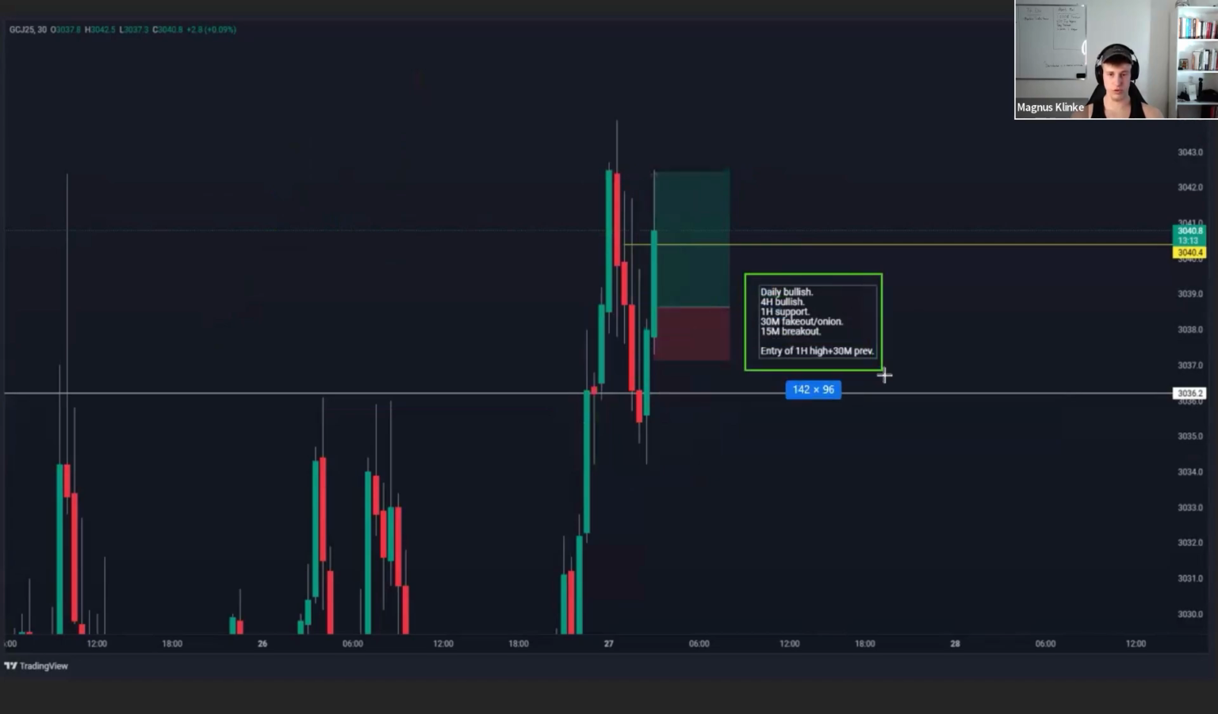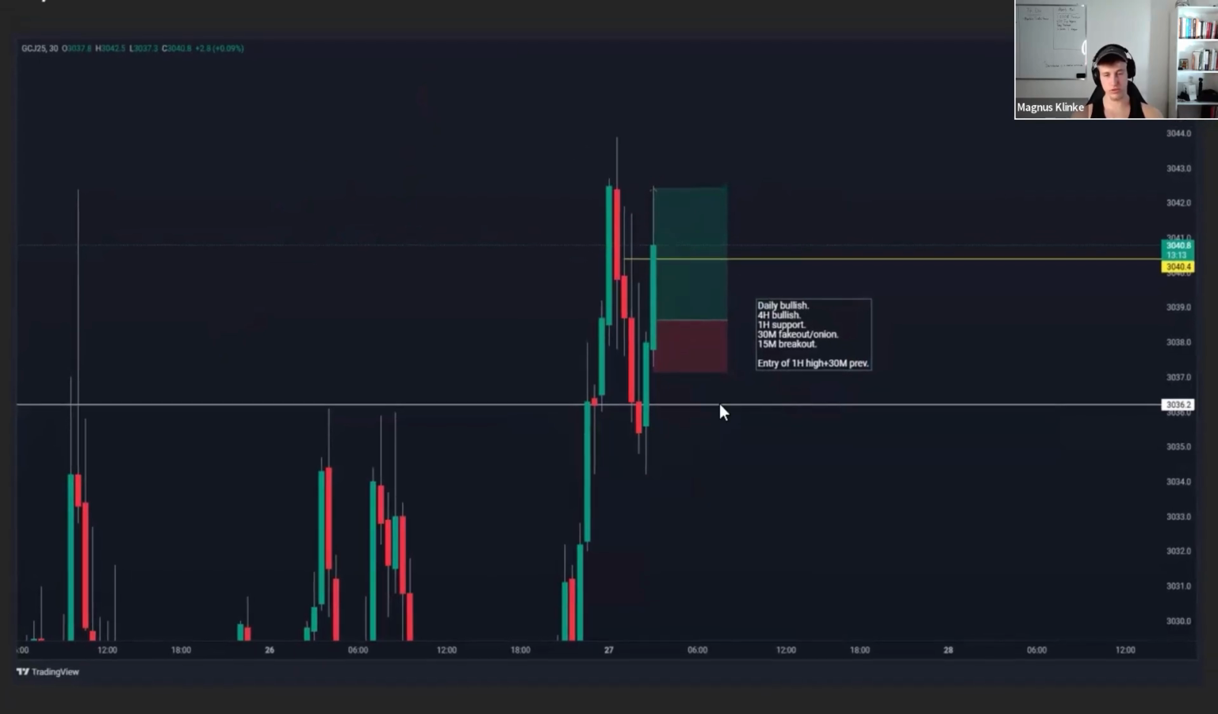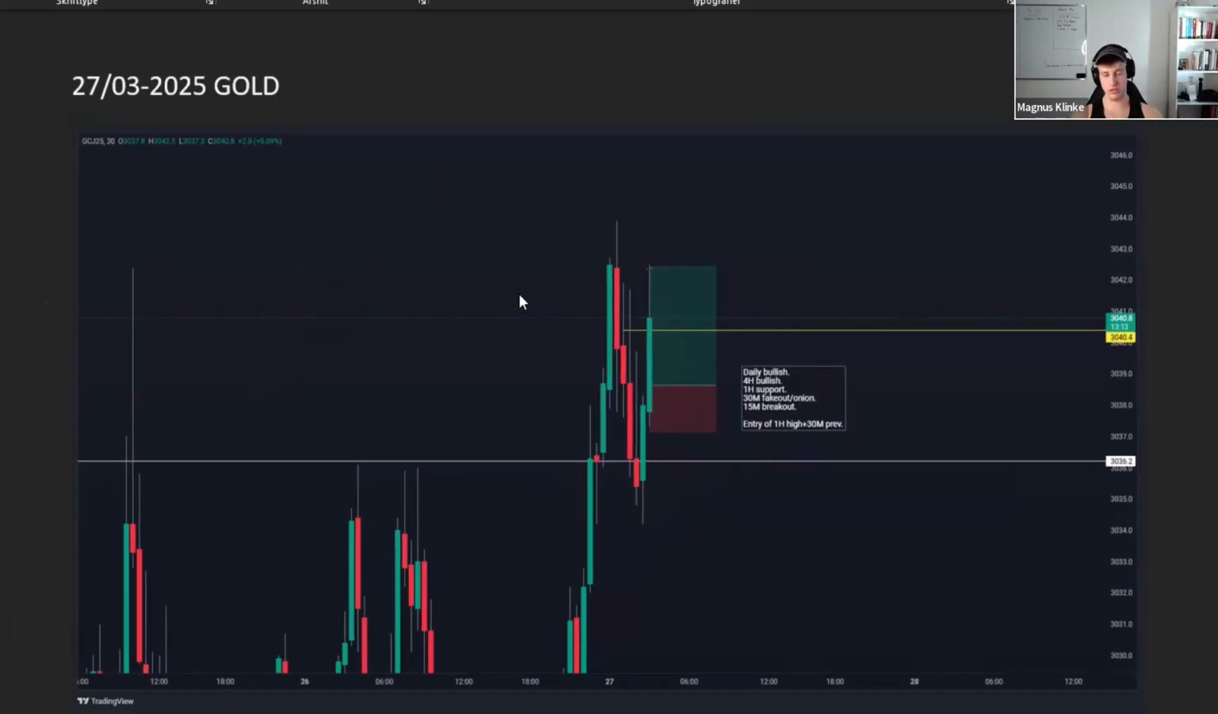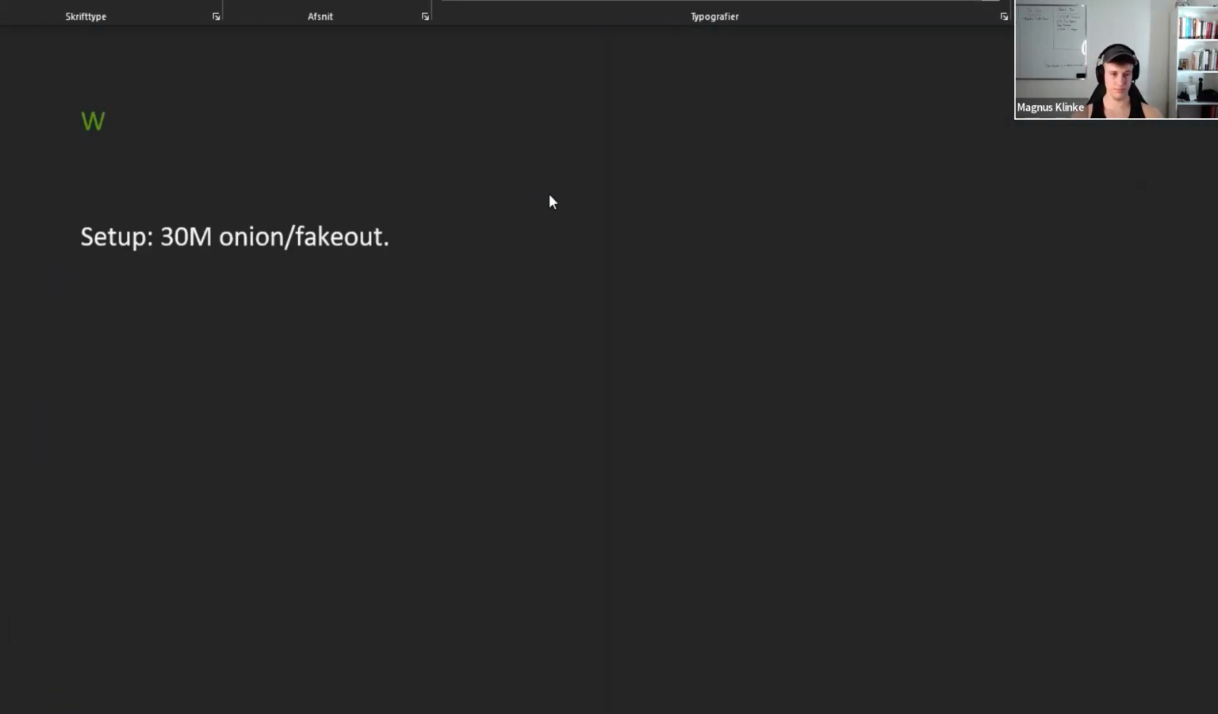Daily bullish, 4 hour bullish, 1 hour support, 30 fake out, 15 breakout. So everything was looking lovely to go up here. This would have been an 8 plus setup here, and this was one to size up on. This was really good. So very good setup here.